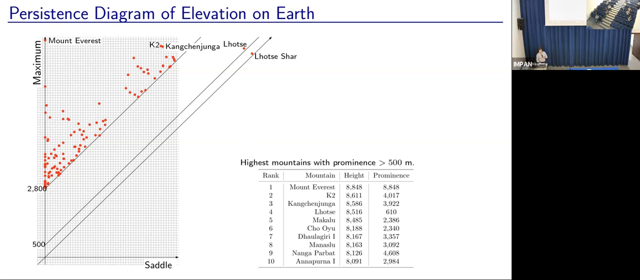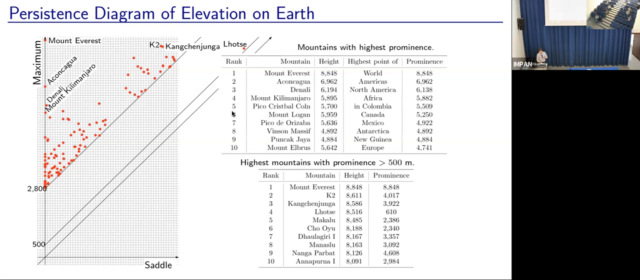For example, you can ask what are the most prominent peaks on Earth. And you start getting what should be the usual suspects, namely the highest points in different continents. Because if you're at the highest point in a continent, you have to descend all the way down to the ocean before you can climb up to something higher on a different continent. So you get Mount Everest, Aconcagua, the highest point in the Americas, Mount Denali in Alaska, Kilimanjaro in Africa, and so forth. Okay, so this is your three slide introduction to persistence.